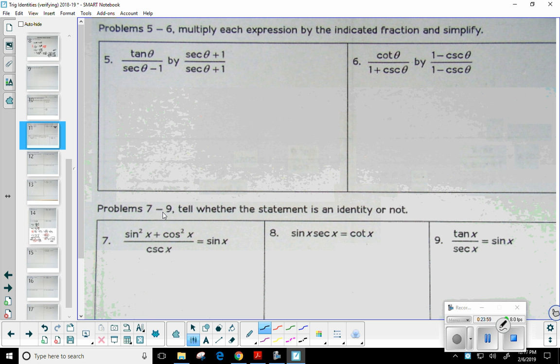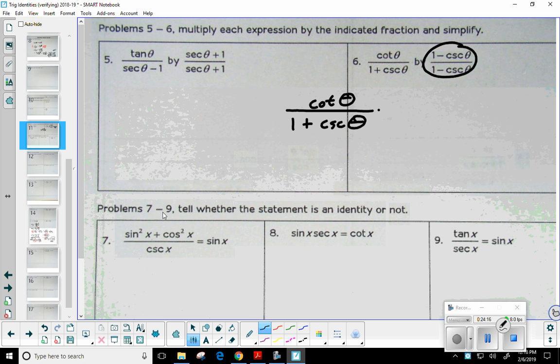You want to do 6? Okay, sure. Multiply each expression by the indicated fraction. So I have cotangent over 1 plus cosecant of theta, and I want to multiply it by this guy right here.